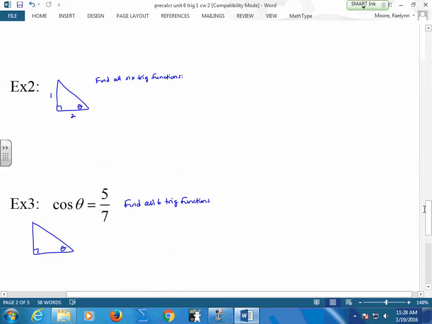This guy. Sometimes they don't give me an xy axis at all. I have to find all 6 trig functions for this angle. Is this a special triangle? No, because where should my 2 be if it was? My hypotenuse. So, to find that, I have to do Pythagorean's theorem.